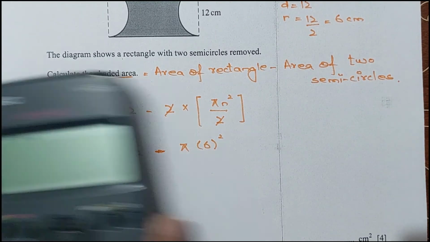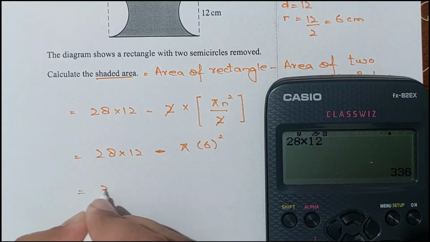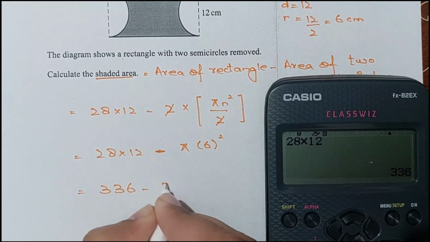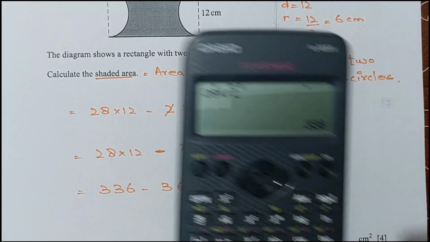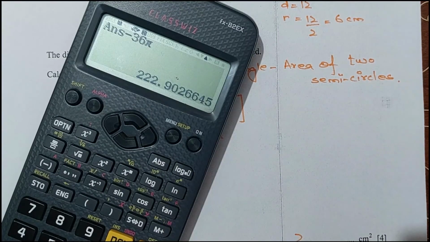Simplify. 28 times 12 is 336. 336 minus 36 pi. Subtract 36 pi. 222.9 or 223 centimeter square.